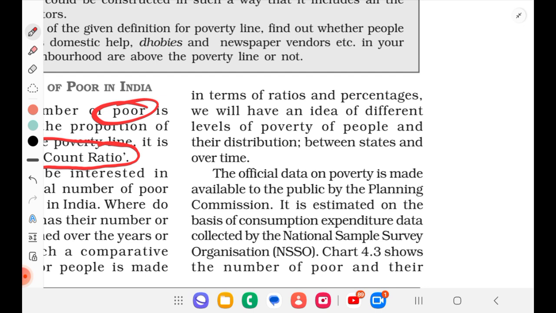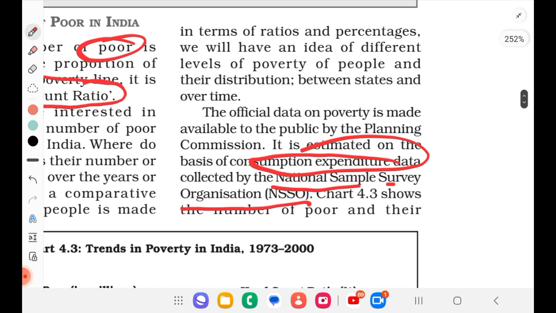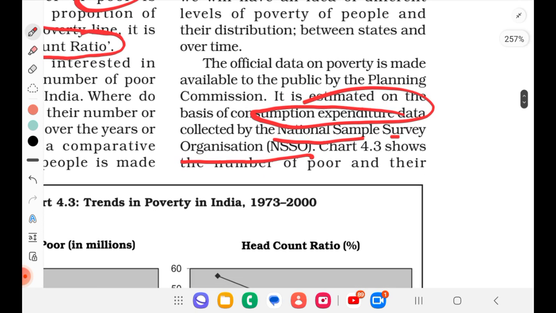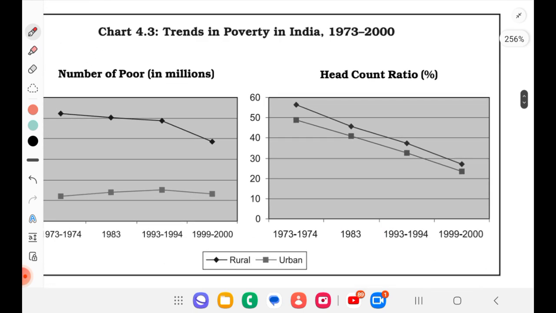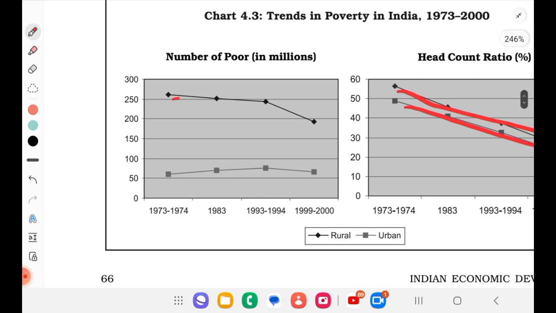The official data on poverty is made available to the public by the Planning Commission. It is estimated on the basis of consumption expenditure data collected by the National Sample Survey Organization, NSSO. Chart 4.3 shows the number of poor and their head count ratio, which is reducing. If you see, the number of poor is also reducing.